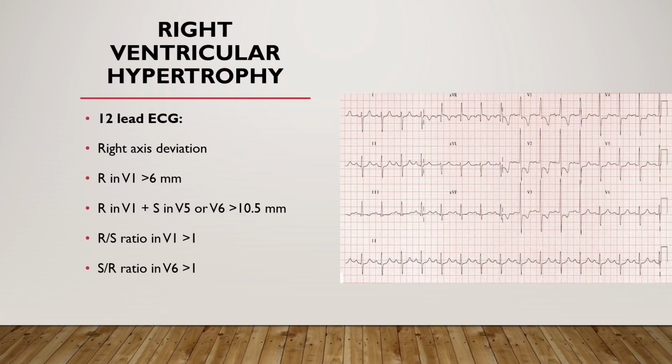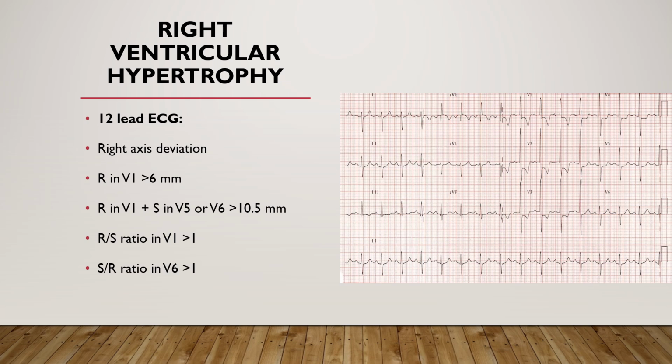So how does it present on a 12-lead EKG? First, you have right axis deviation, lead V1. R wave will be tall or more than 6 millimeters. R wave in lead V1 plus S wave in lead V5 or V6 together will be more than 10.5 millimeters. The RS ratio in V1 will be more than 1, and SR ratio in the lead V6 will be more than 1.